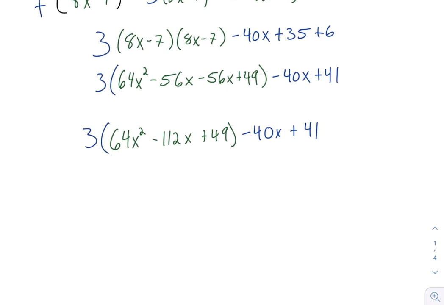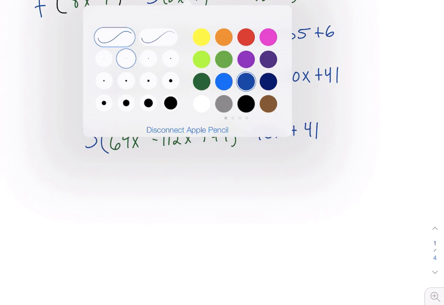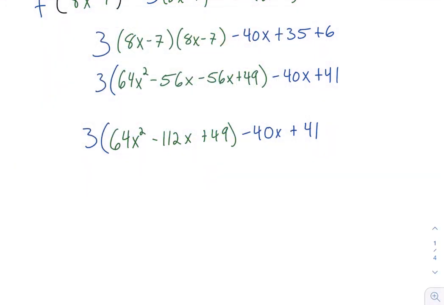Right, and now I'm going to distribute the 3 into this parenthesis. So 3 times 64 is 192x squared. And then 3 times 112, which is minus 336x. And then 3 times 49, which is plus 147. And then again, do not forget about that minus 40x plus 41.